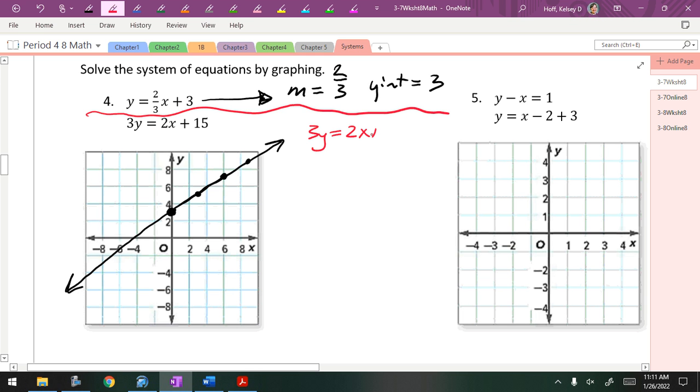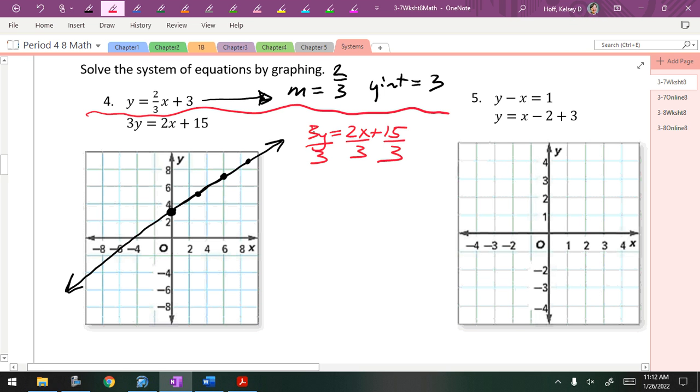What's the question you always ask yourself right away? Is y by itself? And Taylor, you're going to already yell at me on this one and tell me it's not. What's stopping y from being by itself on the second equation? The 3. And 3 is multiplied by y. What's the opposite of multiplication? Division. Now here's the key though. When you divide this by 3, you have to divide everything, both the 2x and the 15 by 3.